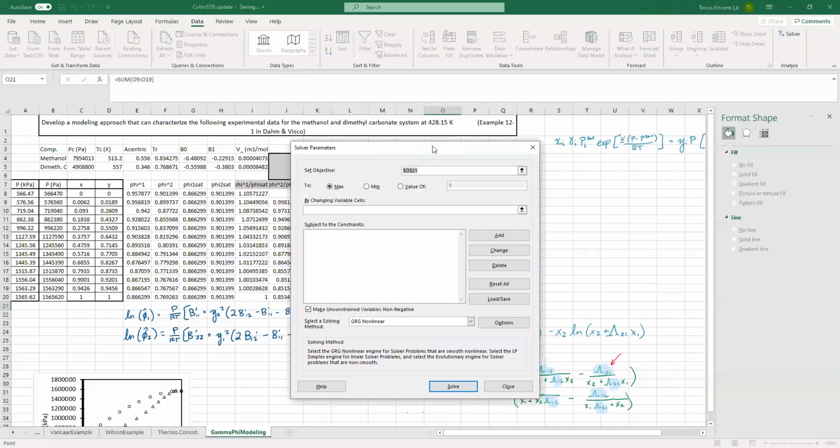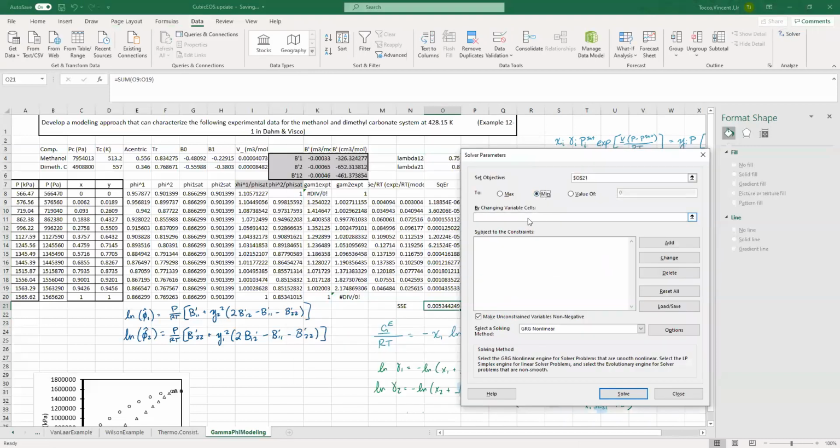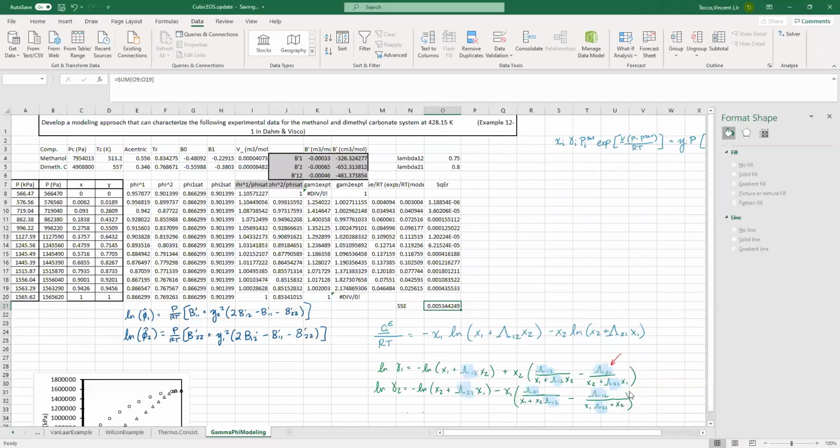and I want to set the objective of that cell to be a minimum by changing the value of cells lambda 1,2 and lambda 2,1. No other constraints. I do not want to make unconstrained variables non-negative. Set it up to crunch, and okay, I've got myself lambda 1,2 and lambda 2,1.